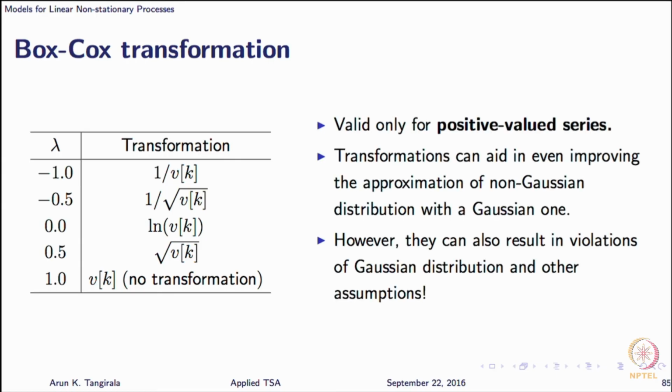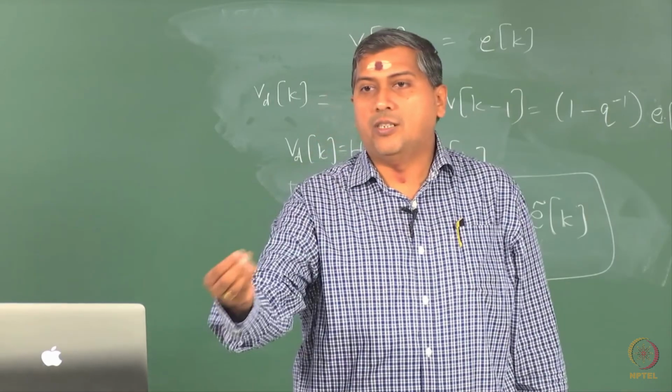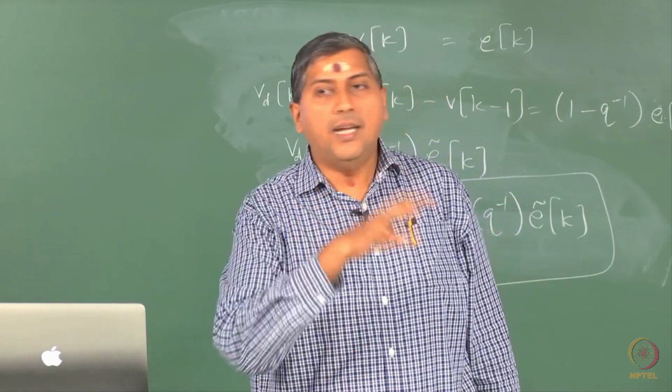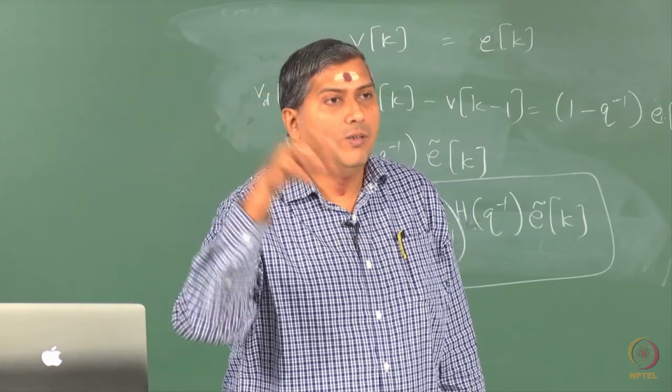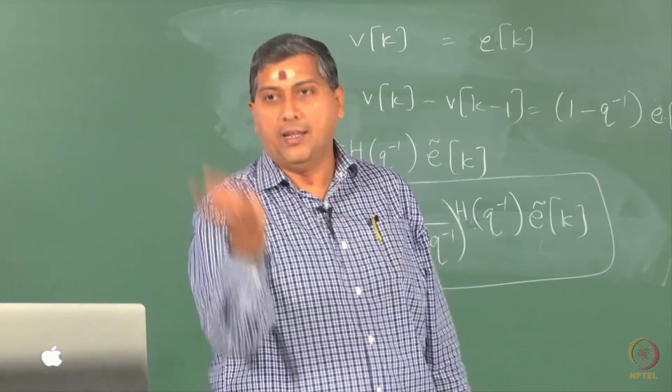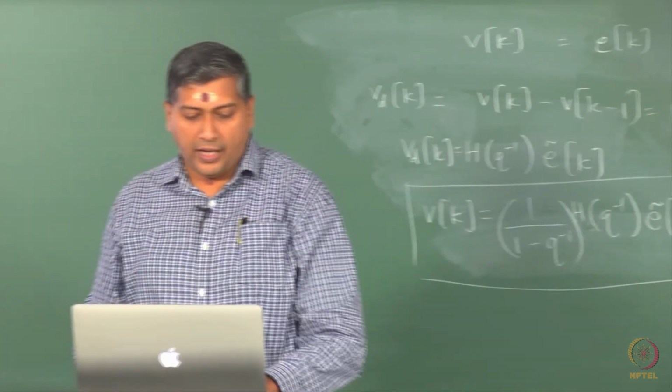Generally you should remember that these kinds of transformations are valid only for positive valued series, and this transformation can even aid in improving the Gaussian approximation, or Gaussianity, that we are working with. Remember, we said a Poisson process, or even an exponential process, can have mean and variance coupled. The moment you take this transformation, you are improving the distributional characteristics.